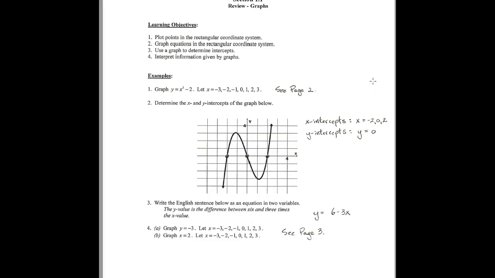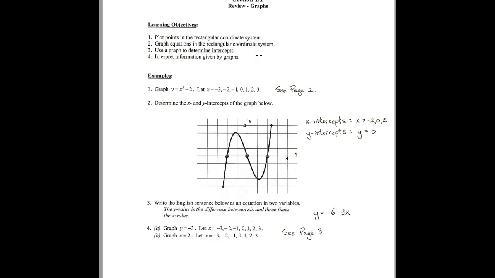Okay, this is a video for the section 1.1 review of graphs examples that I would like you to go over in your class notes. In this section, notice that the learning objectives are plotting points in the rectangular coordinate system, graphing equations in the rectangular coordinate system, using a graph to determine intercepts, and interpreting information given by graphs.